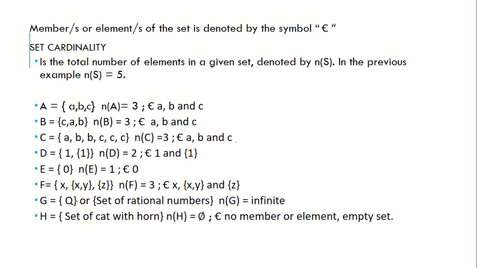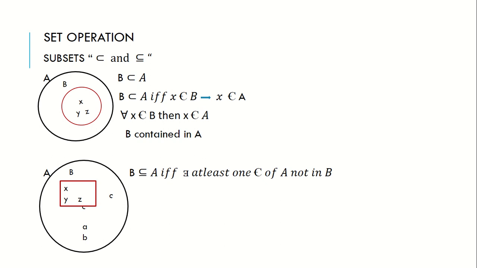Set G is equal to Q. What is Q? Q is the set of rational numbers. So the cardinal number of set G is infinite. Set H is equal to the set of cats with horns. So the cardinal number of set H is 0, and set H is empty because it has no member or element, unless your cat has a horn. Then, let's go to set operations.